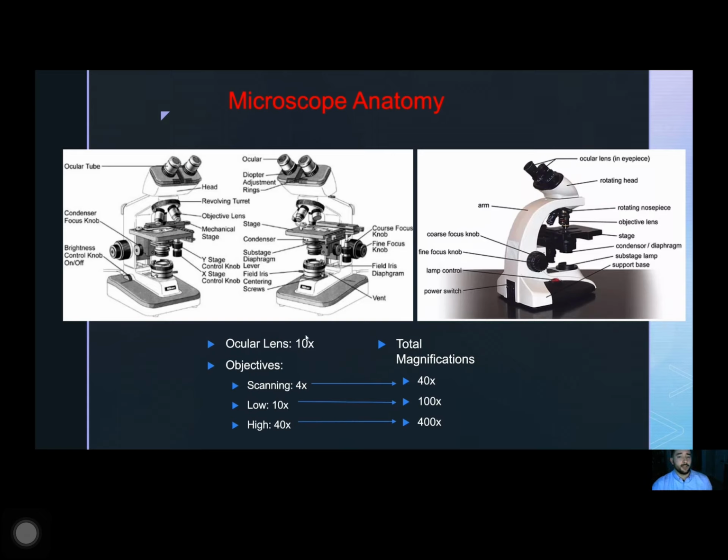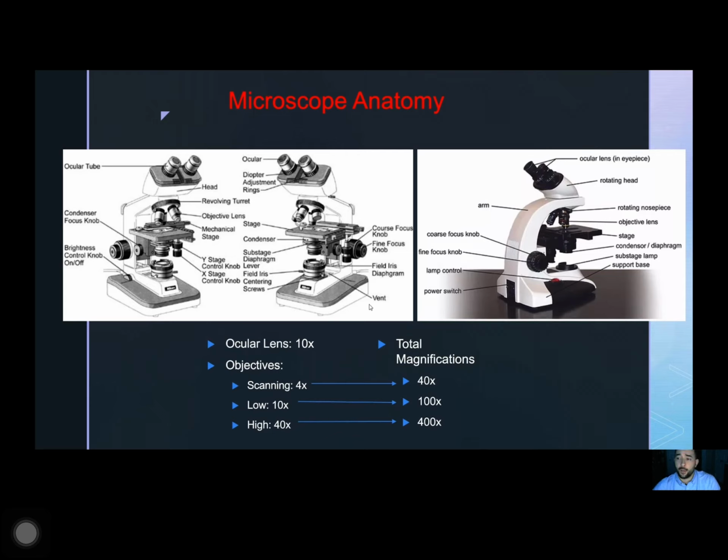So an example is, let's say I had a quarter in my hand and I was only looking through an ocular lens. If I looked through here at that quarter, the quarter would look like it was 10 times bigger than it actually was. Following me so far? Now, you also have these objective lenses, which are the ones that you rotate around when you're using the microscope.